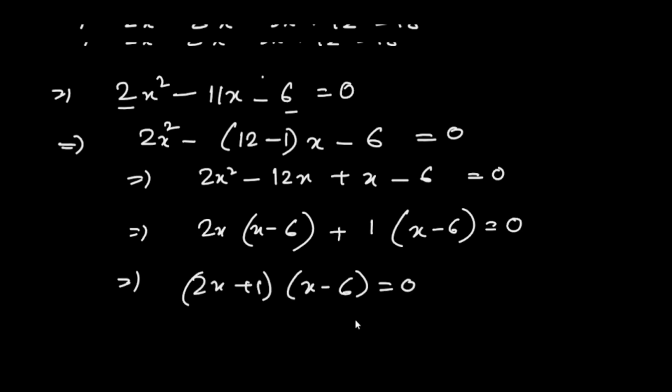So it means either 2x plus 1 equals 0 or x minus 6 equals 0. If I take 2x plus 1 equals 0, it will give us x equals minus half. Or what do we have? x minus 6 equals 0, so from there we will get x equals 6. So our answer is x equals minus half or 6.